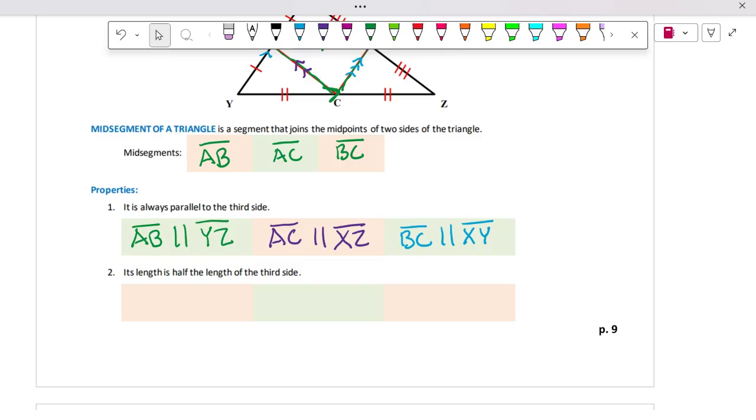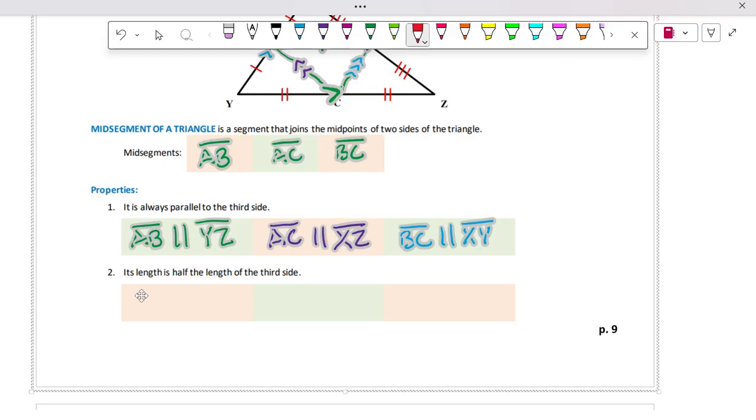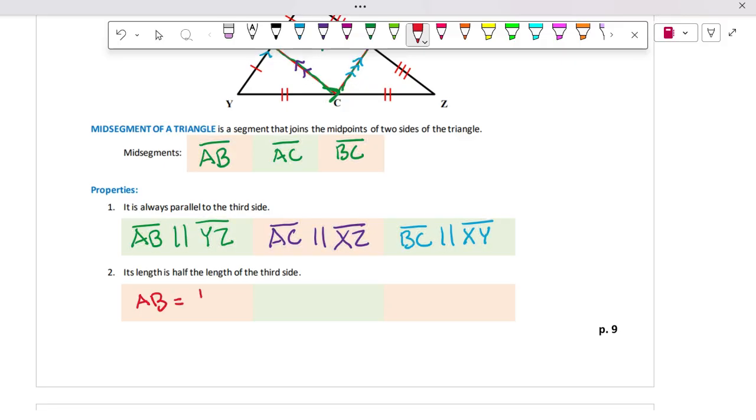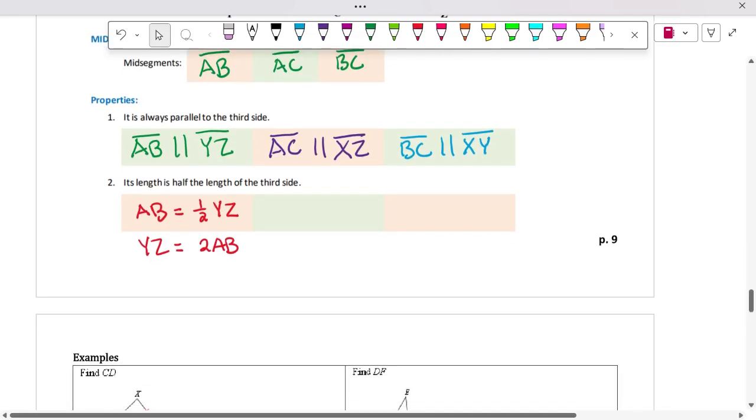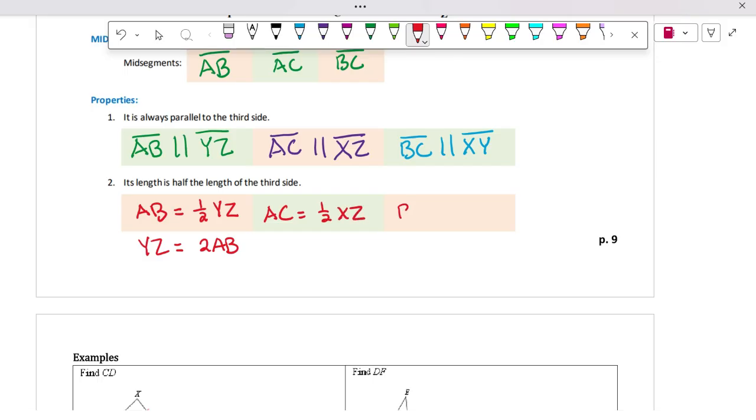So, that being said, AB is equal to half of YZ. You could also say that YZ is equal to twice AB. So the reverse is true. You can then say that AC is equal to half XZ and BC is equal to half XY. And again, the reverse is true. So XZ is equal to twice AC and XY is equal to twice BC.